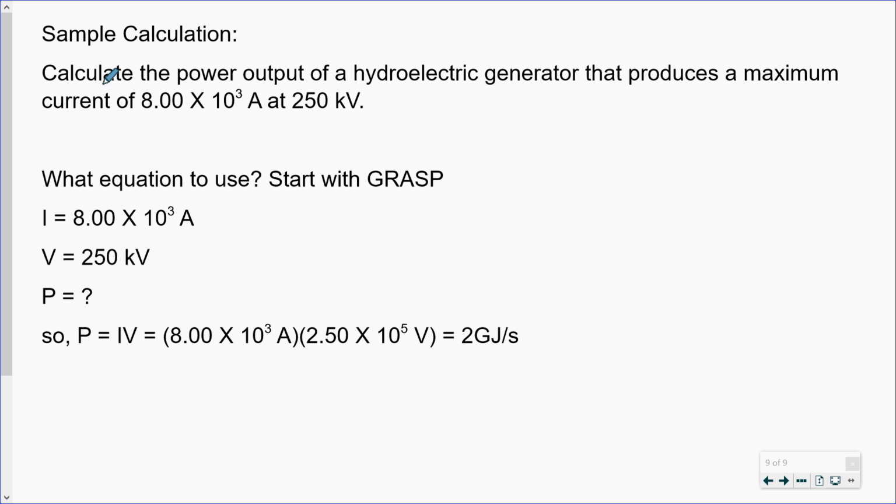So what are we asked to do? Calculate the power. That's what we're trying to find out. Calculate the power output. It's a hydroelectric generating station, and it produces a maximum current. Whenever you see numbers, that's obviously going to be important. This is a number. It's important. What is that number? Well, it tells us that it's the current. These are the units for current. This is the symbol for current. Okay, so it tells us that number.